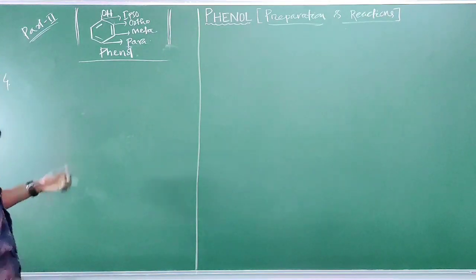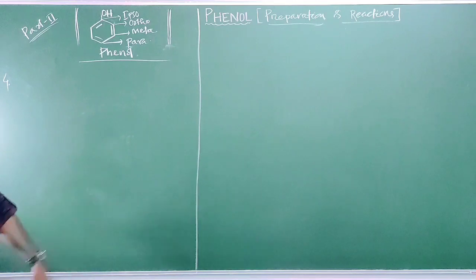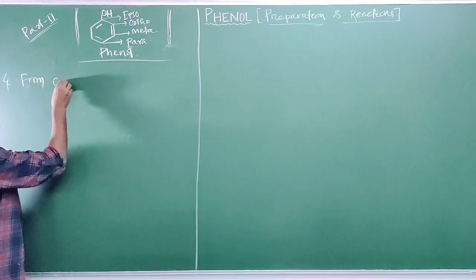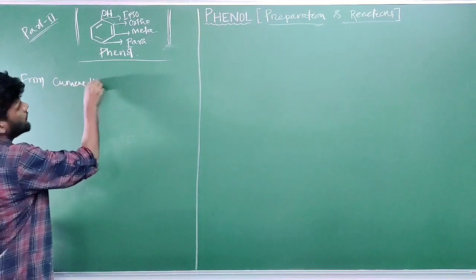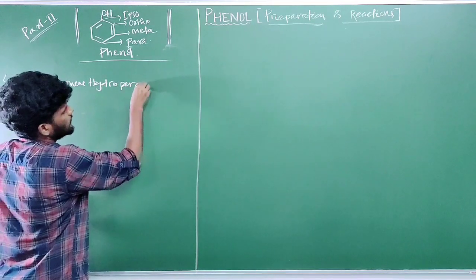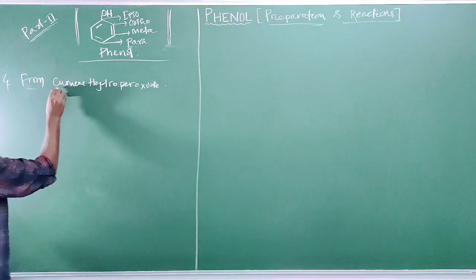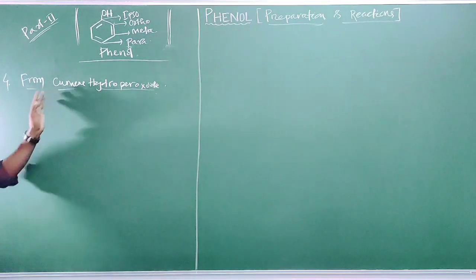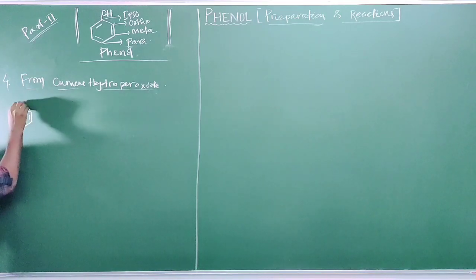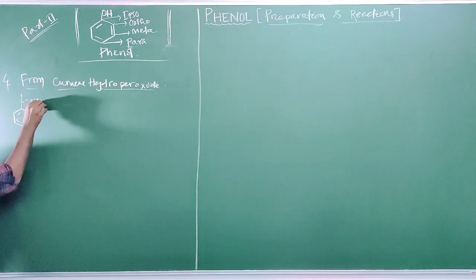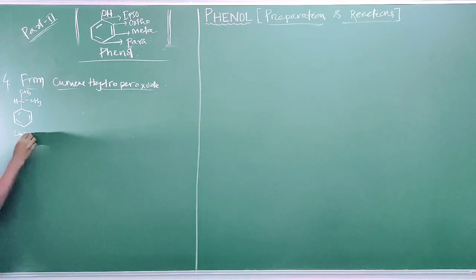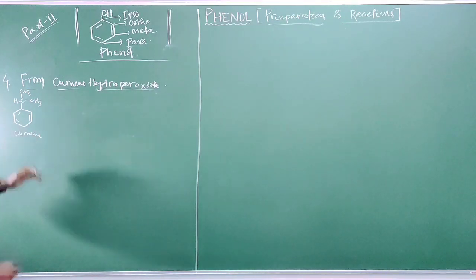Okay, look at this side, the number 4 method for the preparation of phenol, that is from cumene hydroperoxide, cumene hydrogen peroxide or hydroperoxide. So what is the structure of cumene first? Structure of cumene, look at this. This is benzene attached to carbon, the carbon attached to two CH3 groups and one hydrogen. This is the structure of what? Cumene, okay.